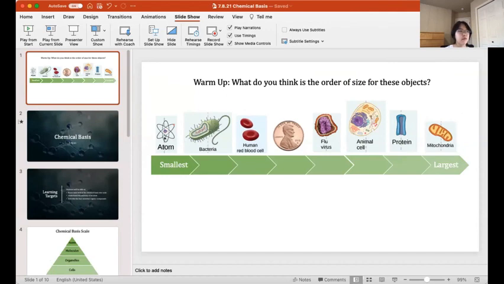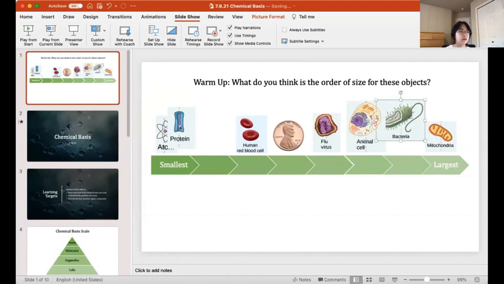So a lot of you said that the atom here is the smallest, and you are correct. An atom is the smallest out of all of these objects. In fact, it is probably the smallest thing in the entire universe. So good job on that. And from here, it gets a little tricky because our next smallest thing is this protein. So we're going to put that over here.